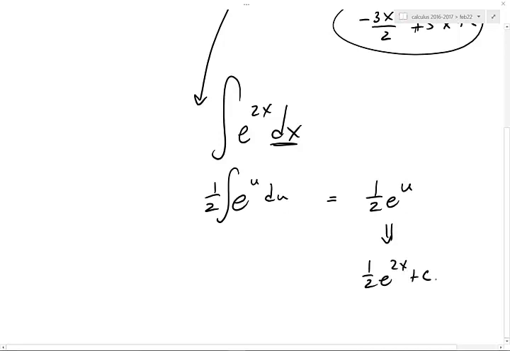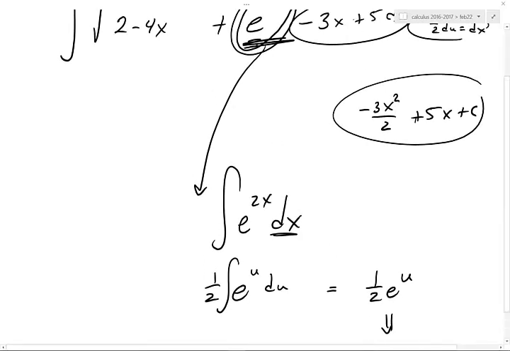Now, every single one of these antiderivatives will have a constant, won't they? So a constant plus a constant plus a constant is a? That's right. So how many constants are we going to show? Just one. So up here, if you're playing along, on this one, we're going to also have a half e to the 2x. Are you with me on this?